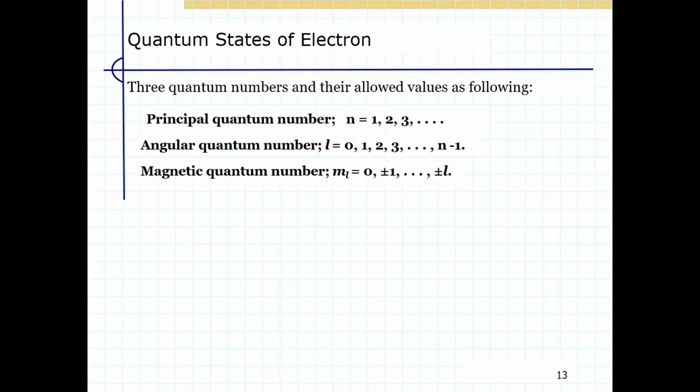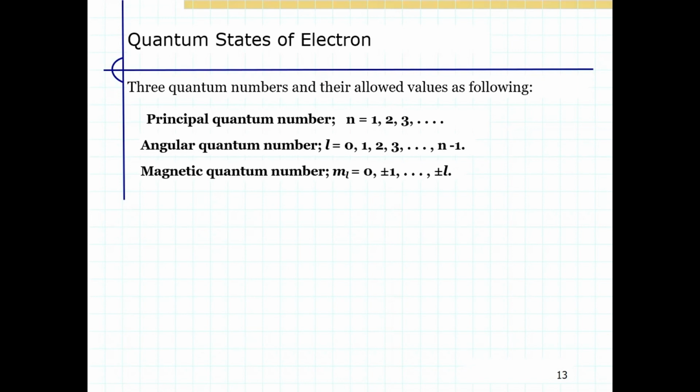The angular quantum number starts with L equal to 0, and it stops before n minus 1. So its upper value is n minus 1. The magnetic quantum number is ML, and its value is between 0, plus minus 1, plus minus 2, and till plus minus L. So from minus L to 0 and from 0 to plus L, it can vary.